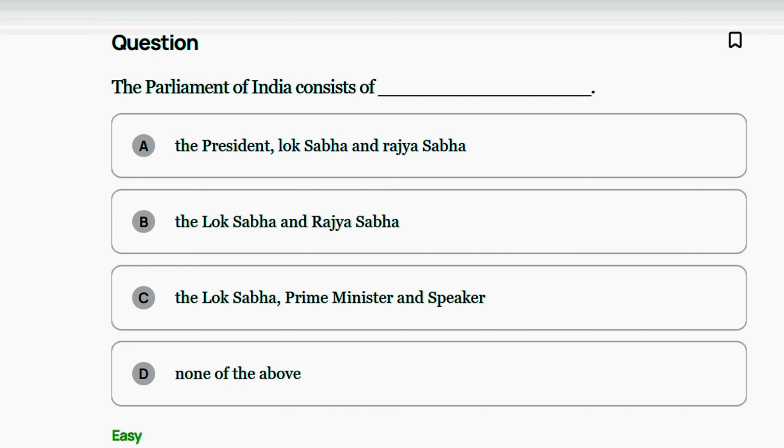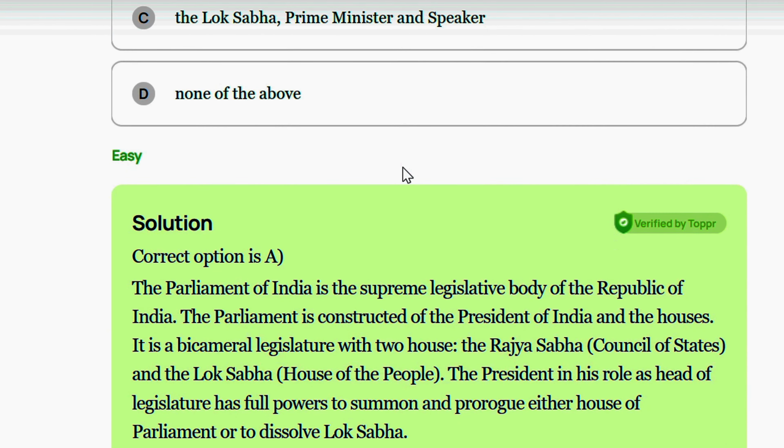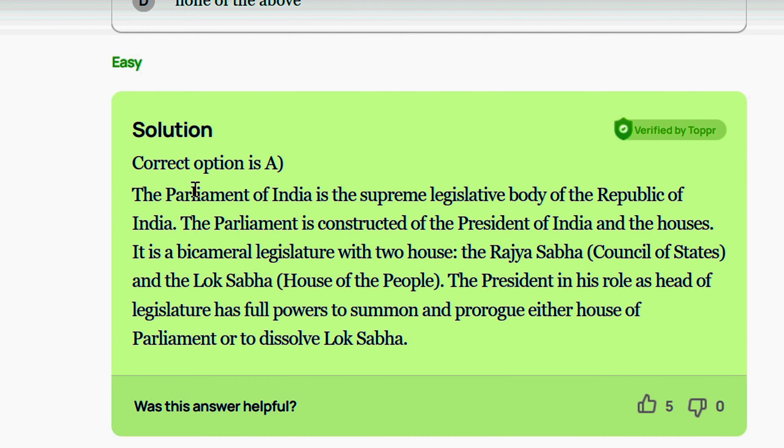Next, the Parliament of India consists of: the President, Lok Sabha and Rajya Sabha; the Lok Sabha and Rajya Sabha; the Lok Sabha, Prime Minister and Speaker; none of the above. Answer is this one. Yes, correct answer. The Parliament of India consists of the President, Lok Sabha and Rajya Sabha. Solution. Correct answer is A.